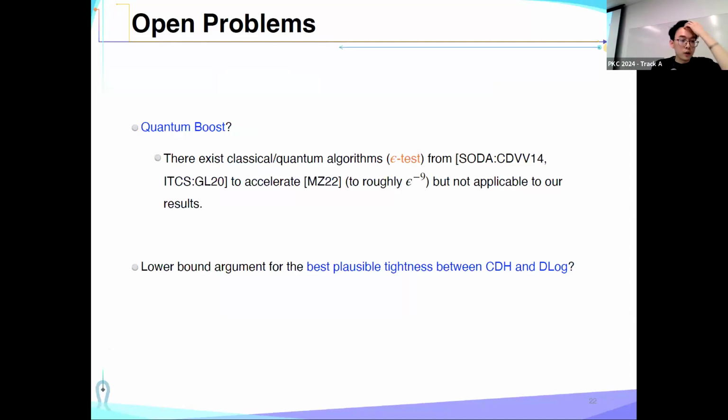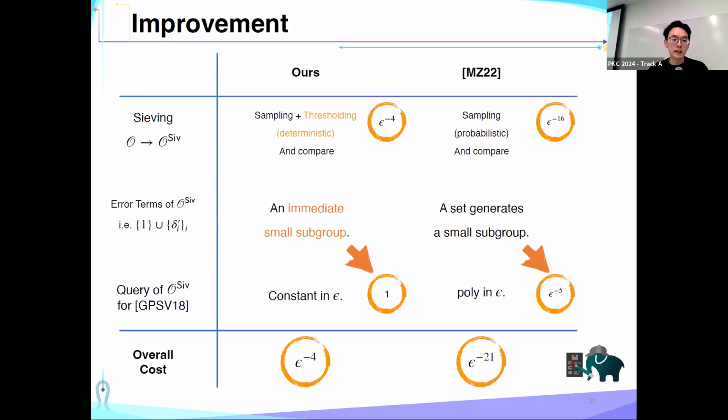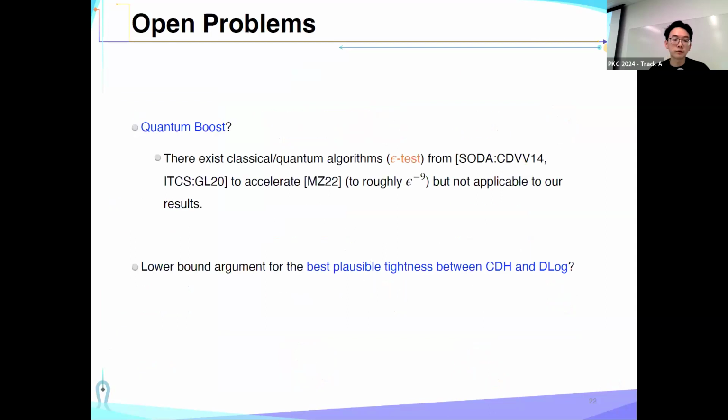And so two open problems on this topic: can we have a quantum boost to this reduction between the discrete log and CD problem? As you can see, except for the last step, we use GPSV, which is a quantum algorithm. What we did here is basically classical.